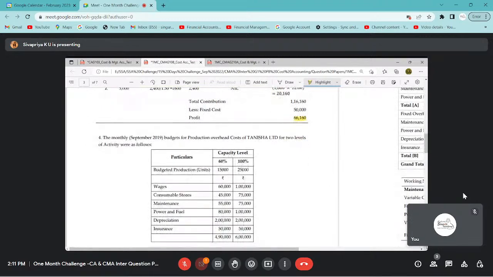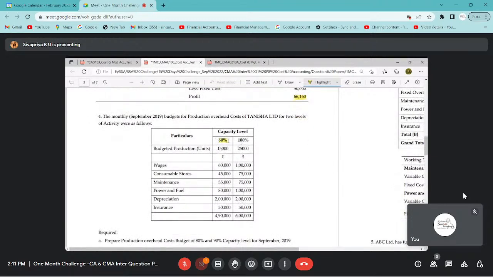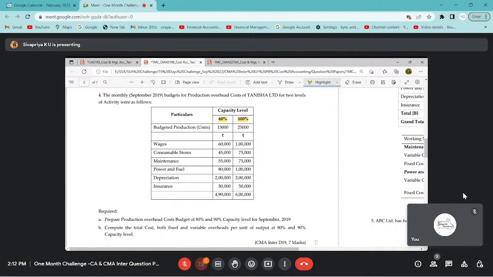Then question number 4. The capacity for a production overhead cost for 60% and 100% is given. You have to calculate it for 80% and 90%, and then you have to compute the total cost, both fixed and variable overheads per unit. You have to calculate all of this.